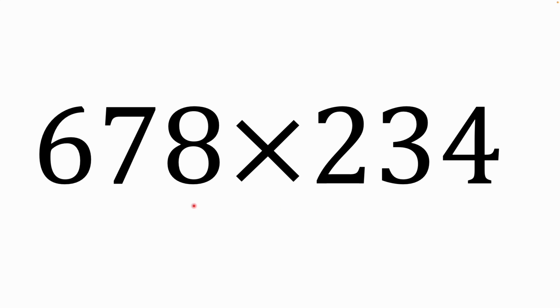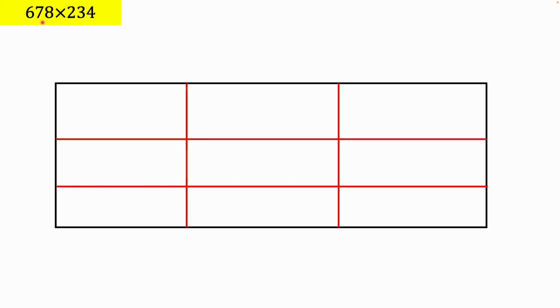Okay, in this video, we're going to solve this problem right here using lattice multiplication. And so let's begin. So here we have a 3-digit number times a 3-digit number. So we're going to draw one of these big rectangles. And we have a 3-digit number. So 1, 2, 3. And it's also being multiplied by a 3-digit number. So 1, 2, 3. Then we draw 9 rectangles inside. 1, 2, 3, 4, 5, 6, 7, 8, 9.